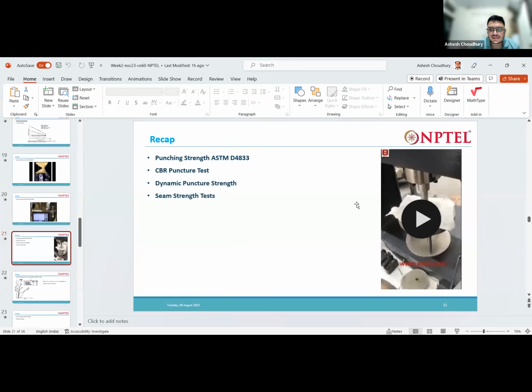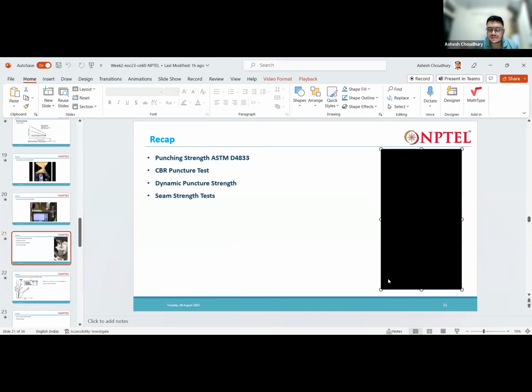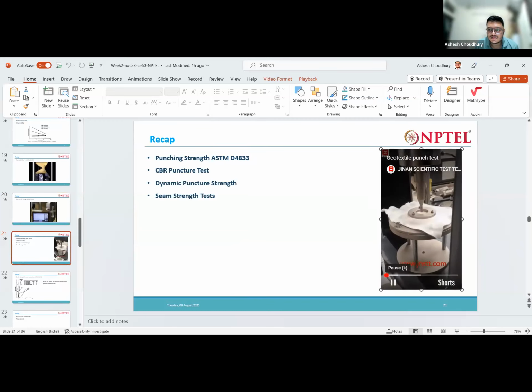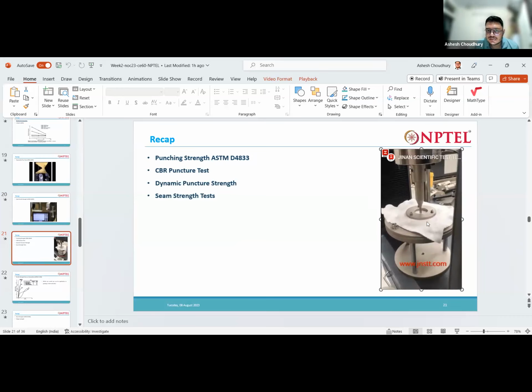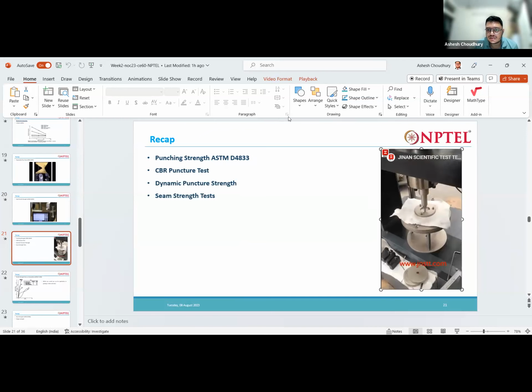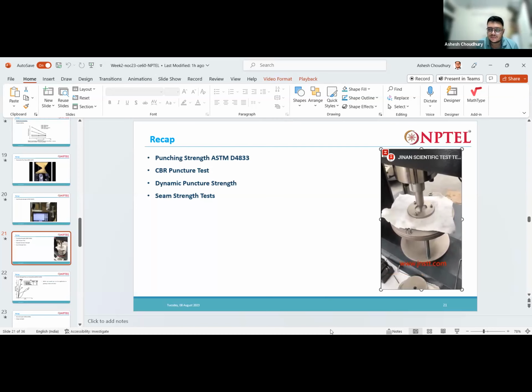And then we have this thing, the punching shear. See, this is the geotextile. This is the apparatus, and this is the plunger. This plunger is slowly pushed into this geotextile, and the load is measured.